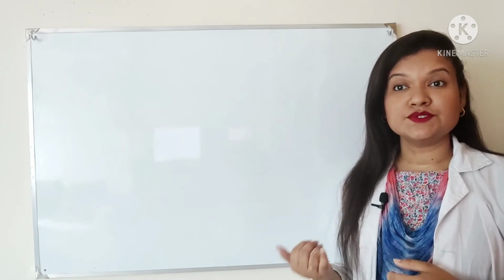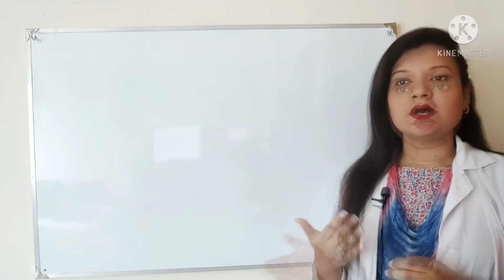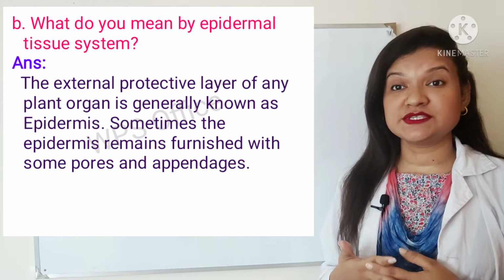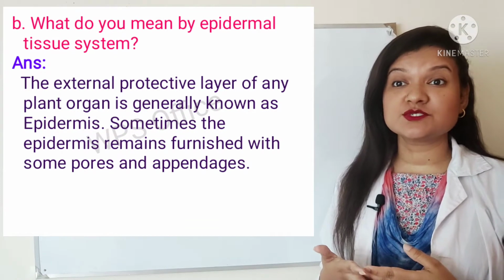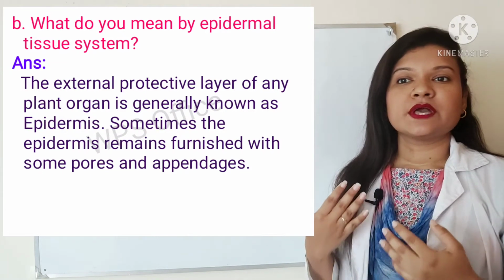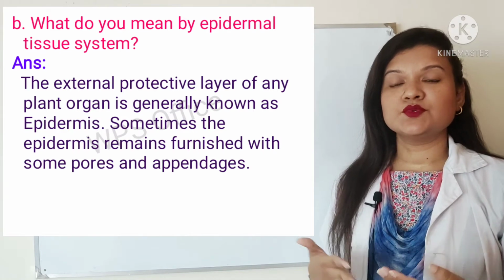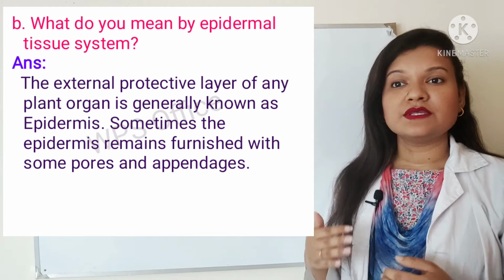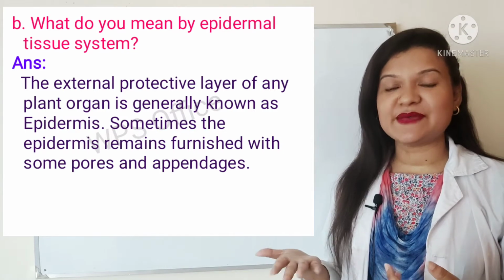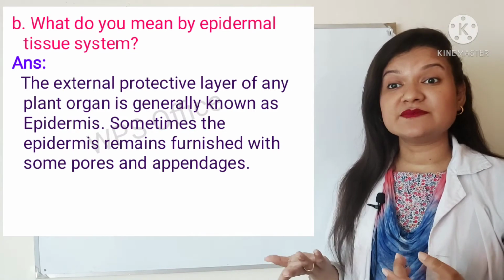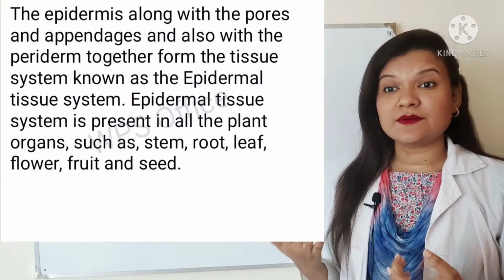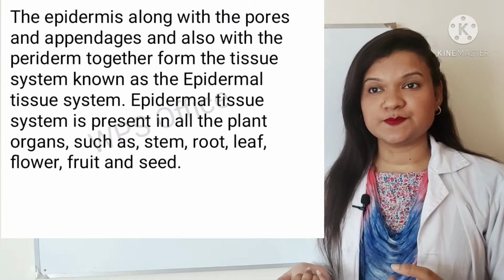Now, I will go to our comprehensive based question. Our comprehensive based question is, what do you mean by epidermal tissue system? First of all, you have to give the definition of epidermal tissue system, and then you will go to the explanation. So, the external protective layer of any plant organ is generally known as epidermis. Sometimes the epidermis remains furnished with some pores and appendages. Now I will go to the explanation.